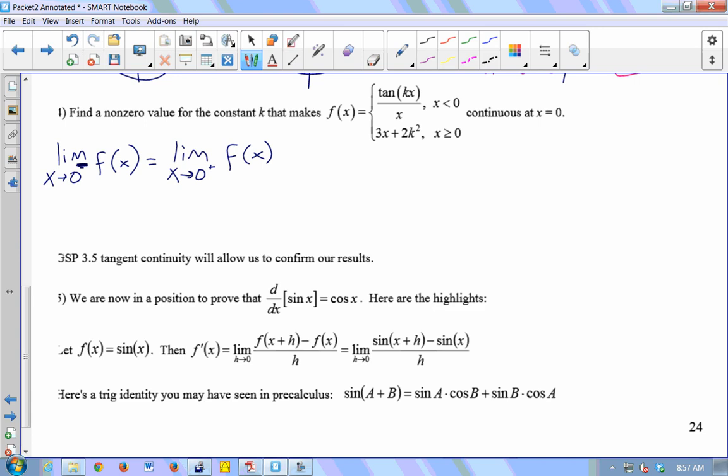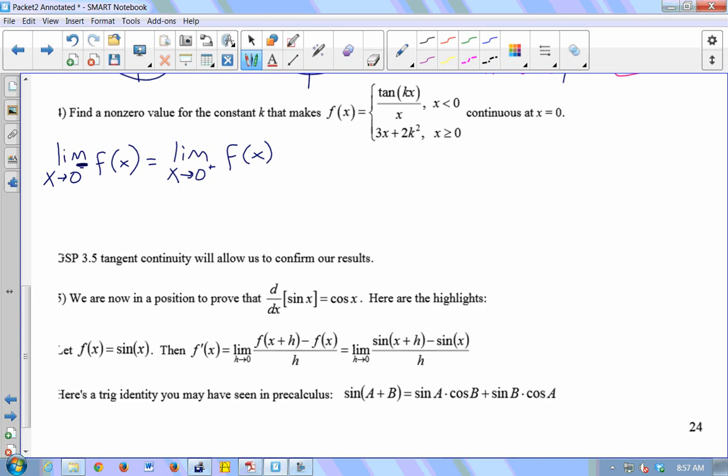And when you approach 0 from the right, 3x plus 2k squared, that's a continuous function, right? That is a line. If k is just a number, then this is a line. So that means that the limit from the right equals the value of the function. So I just have to worry about this.